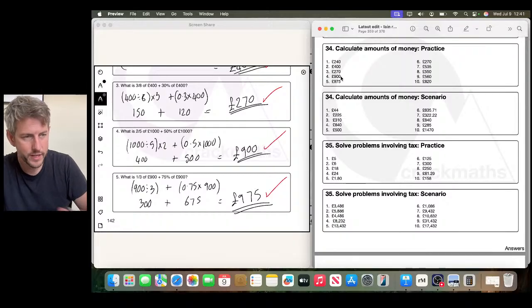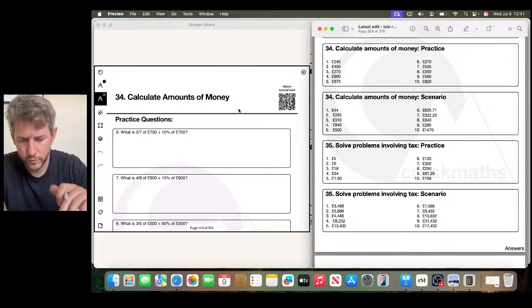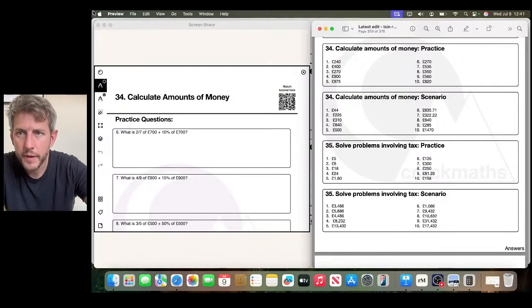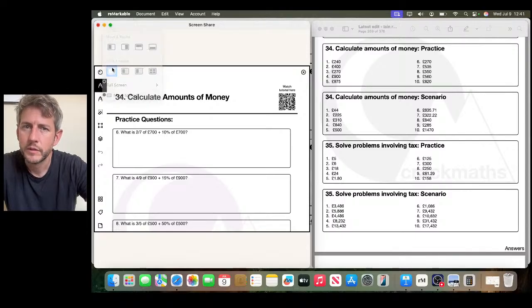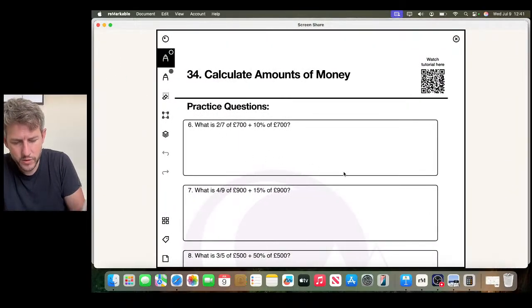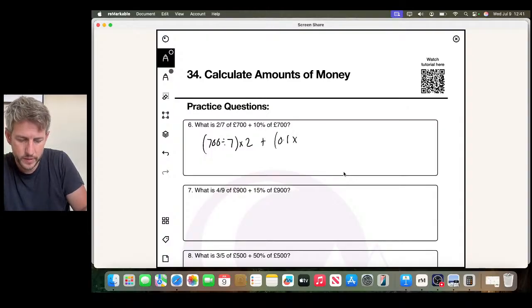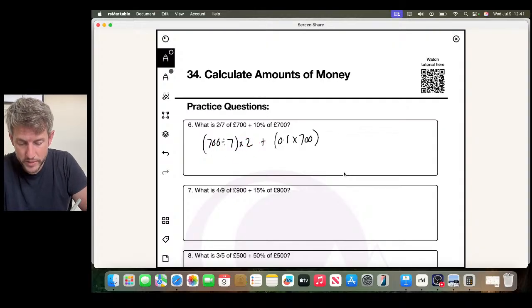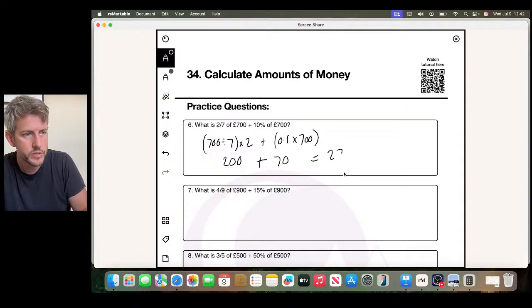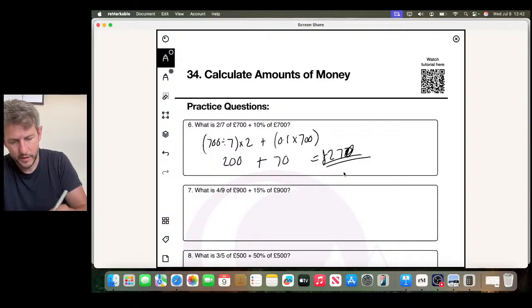Okay, next round. We've got 34. Let me make this large. We've got 2/7 of 700, so 700 divided by 7, then we want 2/7, plus 0.1 times 700. 700 divided by 7 will be 100, times 2 will be 200. 0.1 times 700 is 70, so this one will be 270. And that's pounds. Let's rewrite that. That's not very nice writing.